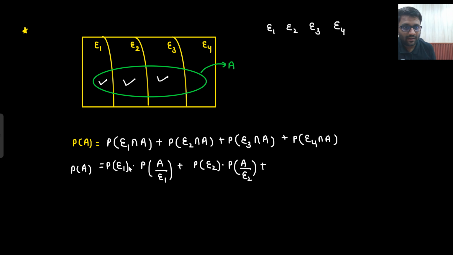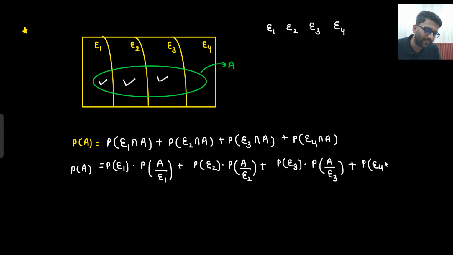Probability of event E1 multiplied with probability of event A such that E1 has already occurred, plus probability of event E2 multiplied with probability of event A such that E2 has already occurred, plus probability of event E3 multiplied with probability of event A such that E3 has already occurred. Or plus can be said as or, probability of event E4 multiplied with probability of event A such that E4 has already occurred.